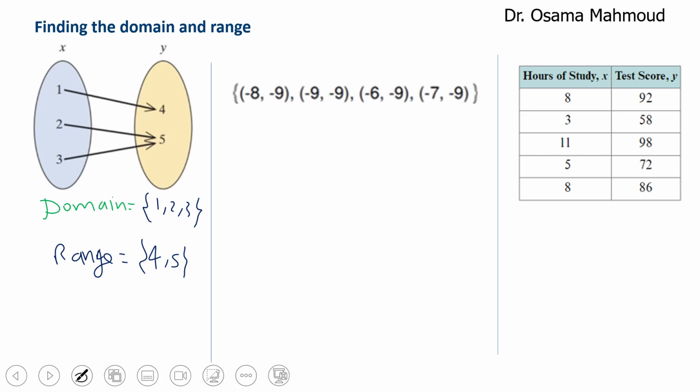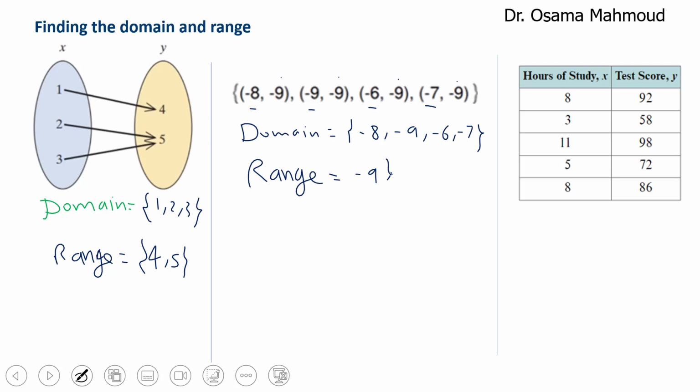Here you have the ordered pairs. As we said, the domain is the element to the left. Okay, so minus 8, minus 9, minus 6, minus 7. What about the range? The range is the element to the right, which is minus 9. Minus 9 is repeated many times, so we have only minus 9 as a range here.